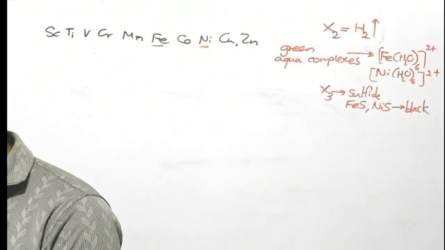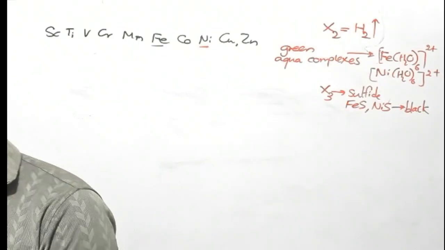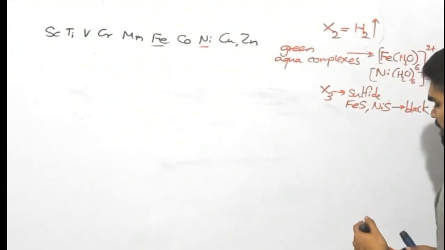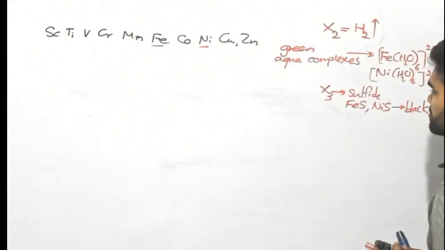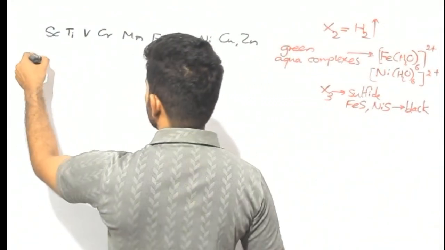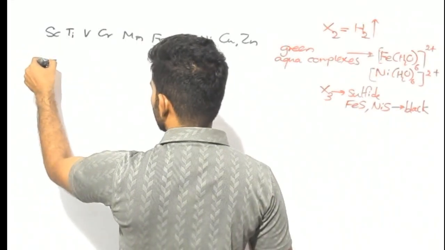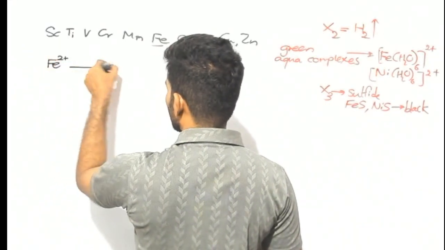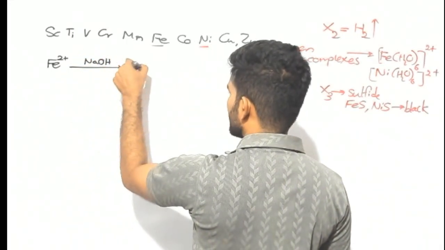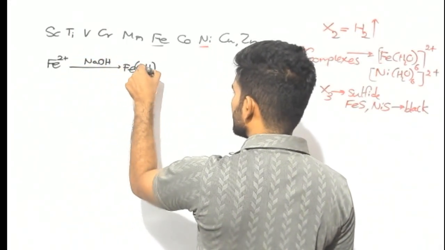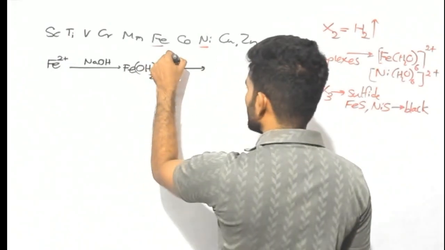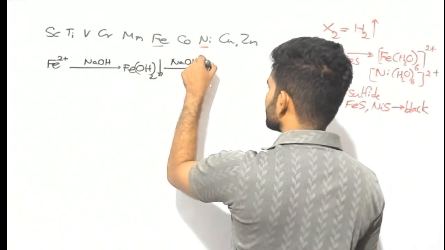Okay, that's how we decide the compound. Right? When you are passing sodium hydroxide, now imagine it is ferrous, right? With sodium hydroxide, it is going to give you ferrous hydroxide, which is a dirty green precipitate. So when you add further NaOH, this one doesn't dissolve.